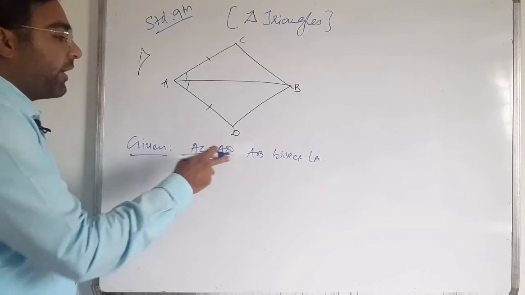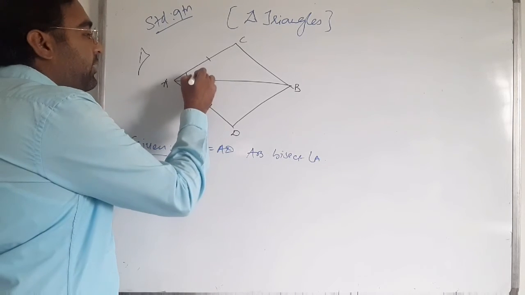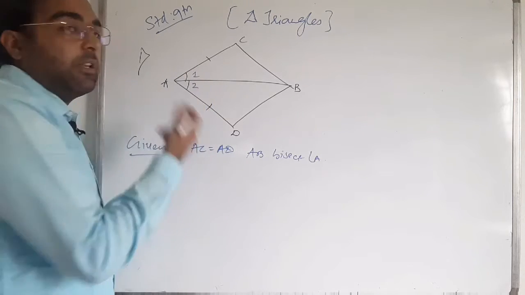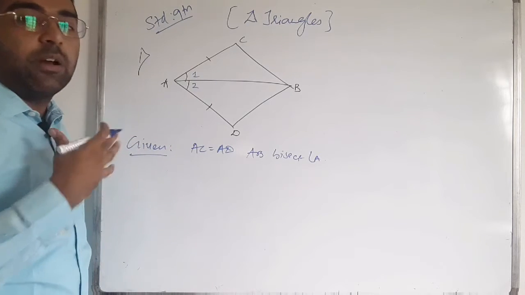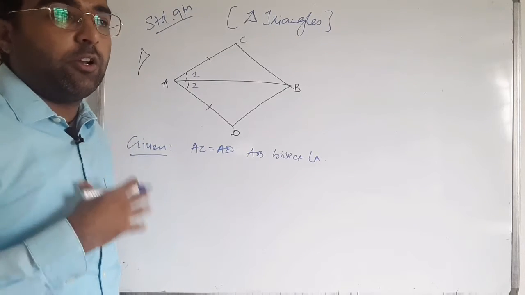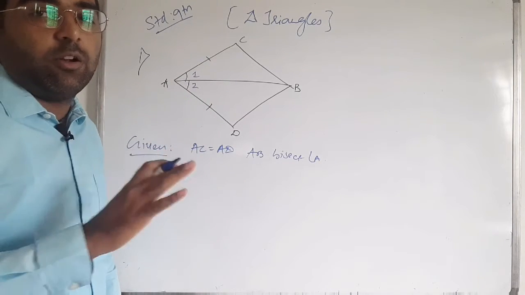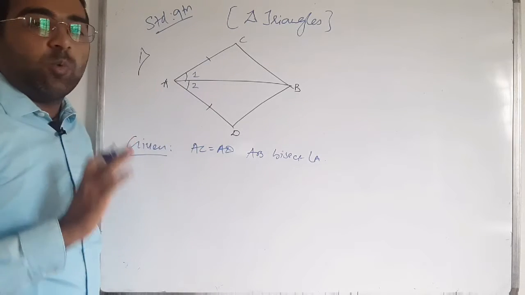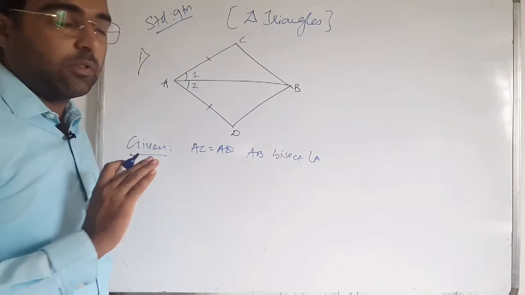Now AB bisects angle A. Bisect angle A means they divide it into two equal halves, two equal angles. I'll give the names of the angles as 1 and 2. That is not for numerical calculation, not 1 plus 2 equals 3. That's not the purpose. It's just the name of the angle. Clear?